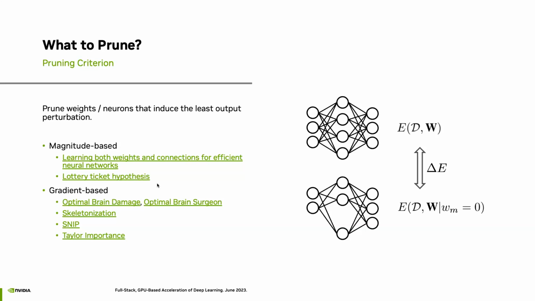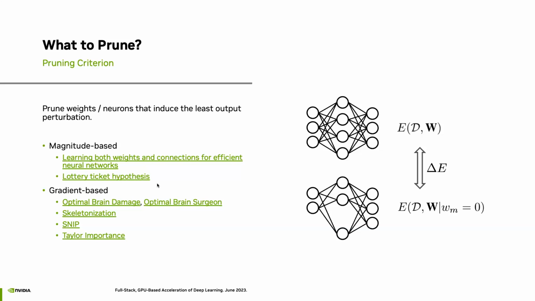Another thread of methods is based on the gradient-based criterion, which stems from the idea of optimal brain damage and surgery. In this method, we directly estimate the importance, trying to see how much the loss would change if we remove a parameter. It has been shown that the gradient-based method performs better than the magnitude-based method.